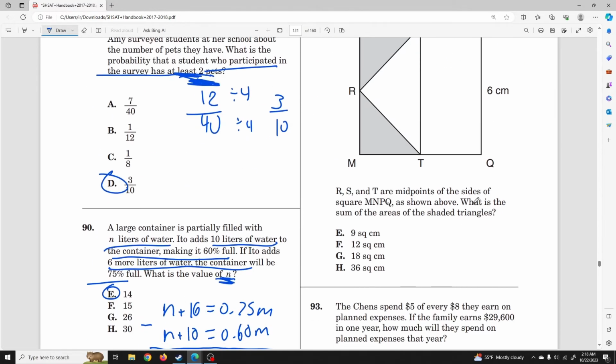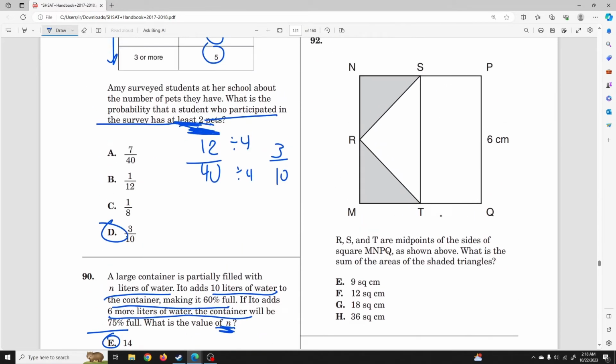So here we go, moving on to number 92. It says R, S, and T are midpoints of the sides of square MNPQ above. What is the sum of the areas of the shaded triangles, right? So sorry, we know that MNPQ is a square. We know that the sides of a square are always equal to one another. So this is 6, this is 6, this is 6. We know that R, S, and T are all midpoints. So that just means that the distance here is equal to the distance here and equal to the distance there.